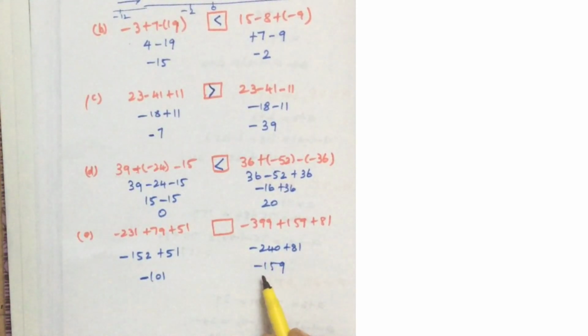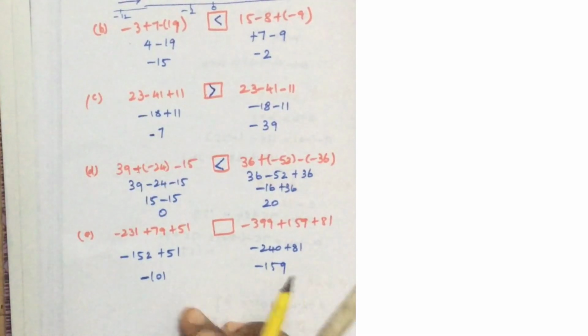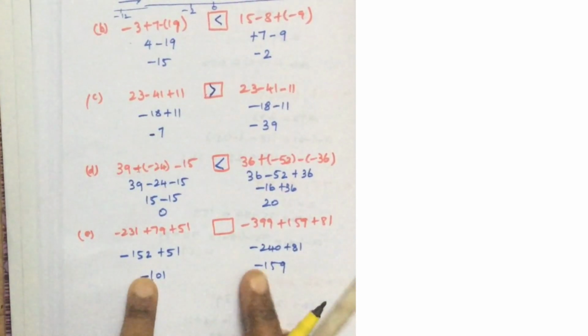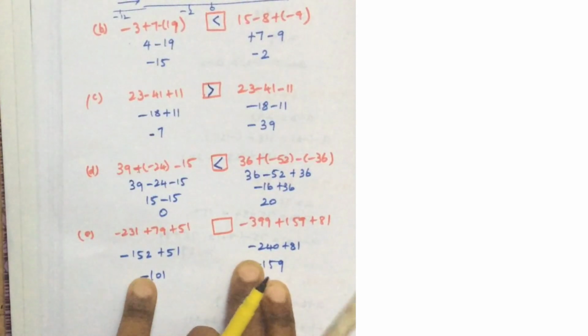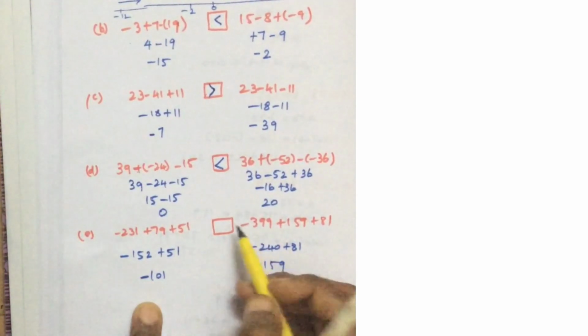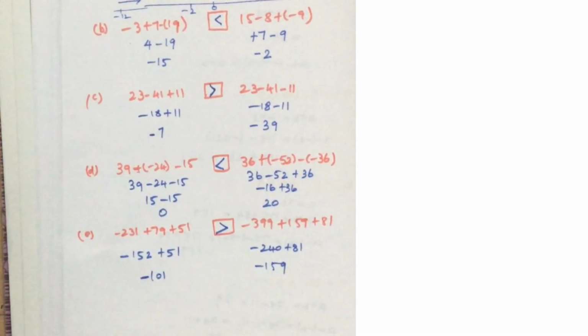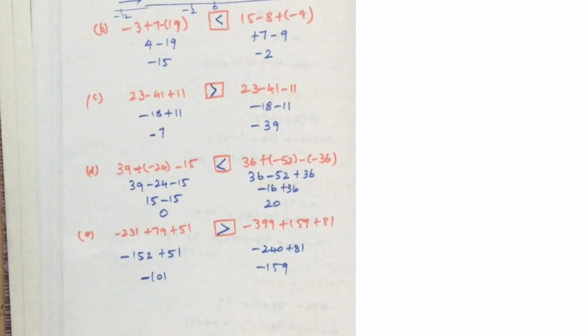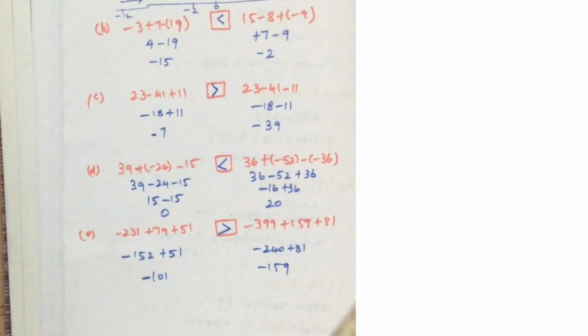Subtract and give the greater number's sign. If you remove the sign and see, 159 is the biggest. So if you put the negative sign, that becomes the smallest. So up to now we have solved problem 9, and then we are going to see the 10th problem.